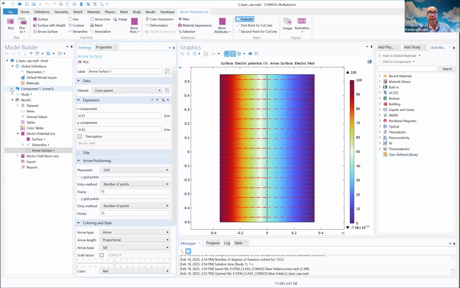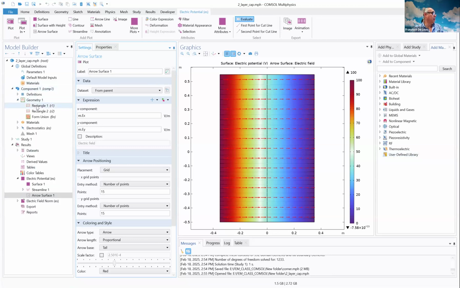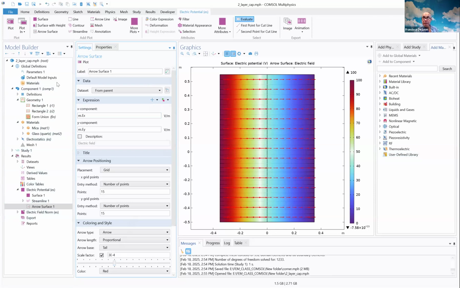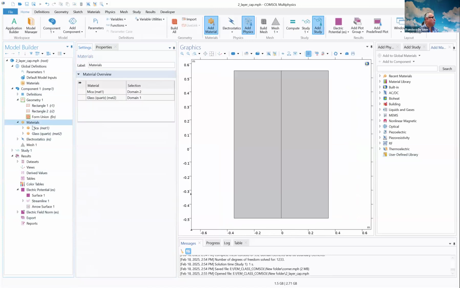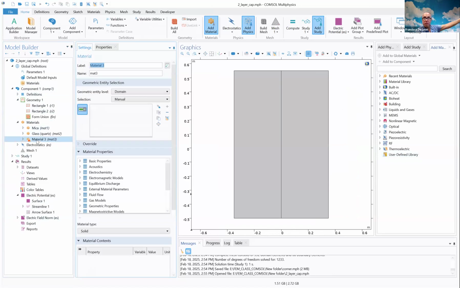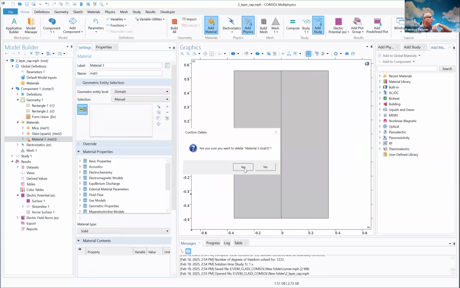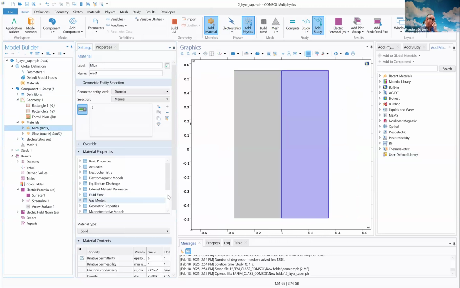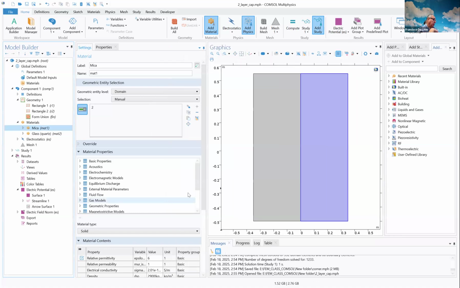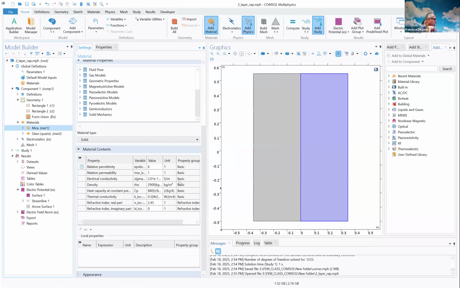Okay, so what we're doing is in the geometry, I created two rectangles, and then for the material, one is mica and the other is glass. And then that's the surface for the electric field. But I need to change the permittivities. Okay, so we can go with add material from blank material. Can we just change it there or no? Let me check. Mica. Because your permittivities, I think, are very similar.